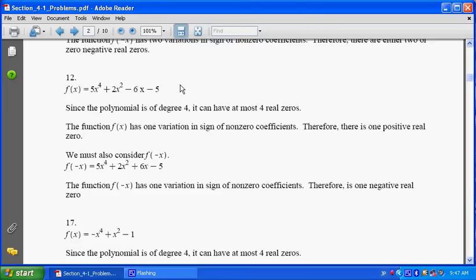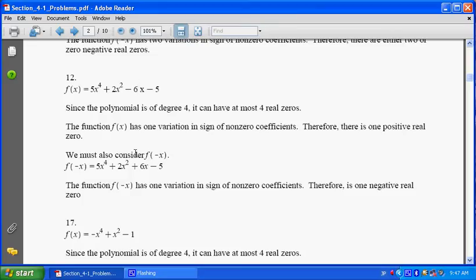The reason you don't have 2 possibilities here is because if you take 1 and you subtract an even integer, you're going to end up with a negative number, and you can't have less than 0 non-zero coefficients. So anyway, there's just going to be 1 positive real zero.